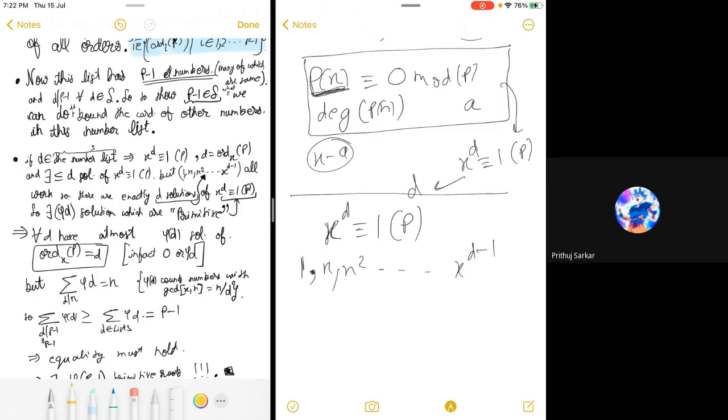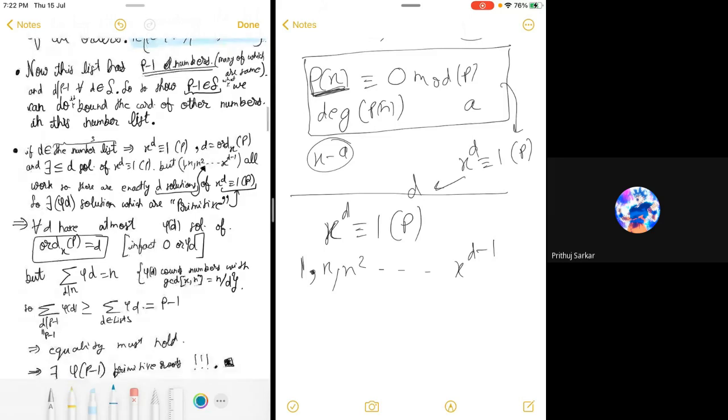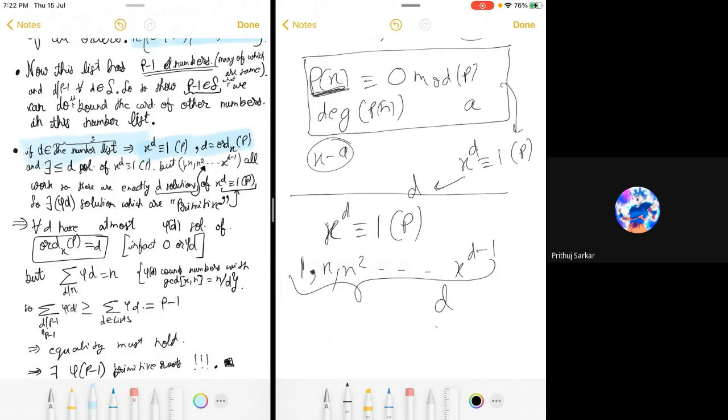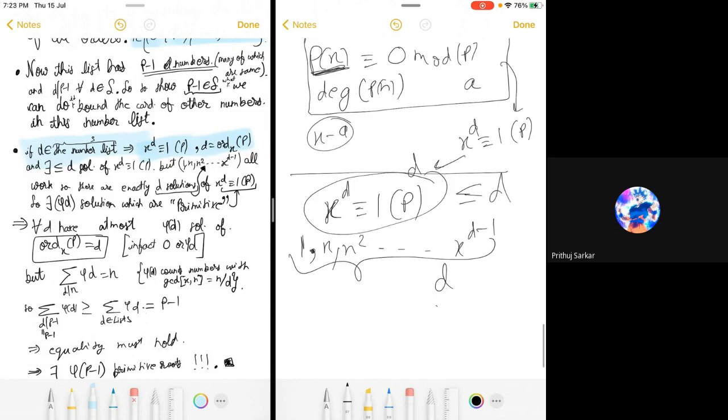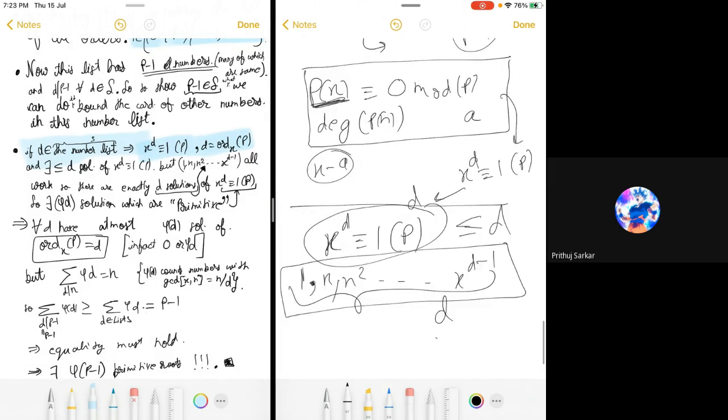Also, if d is the order of x, and d belongs to the list, that means x to the d is congruent to 1 modulo p for that x, then all these are distinct, and moreover these are exactly d elements, and this equation has at most d solutions. So this set must be exactly the solution set of x to the d congruent to 1 modulo p for a fixed x.